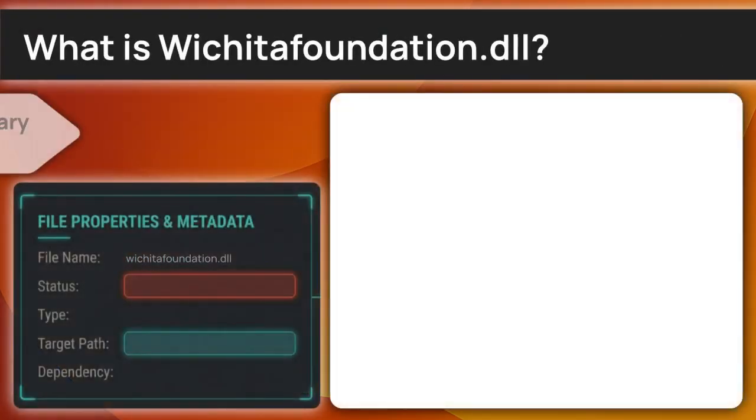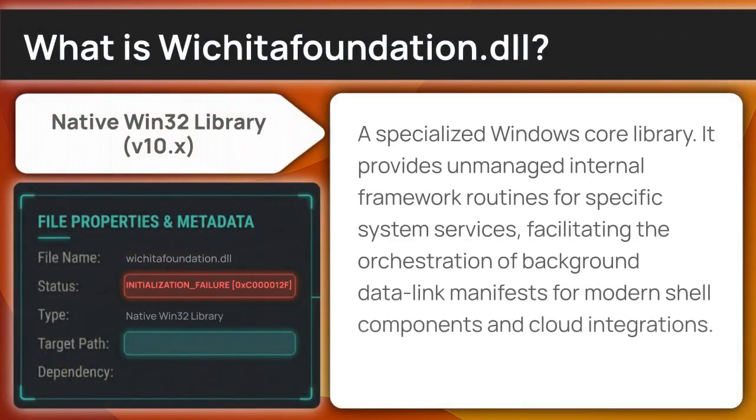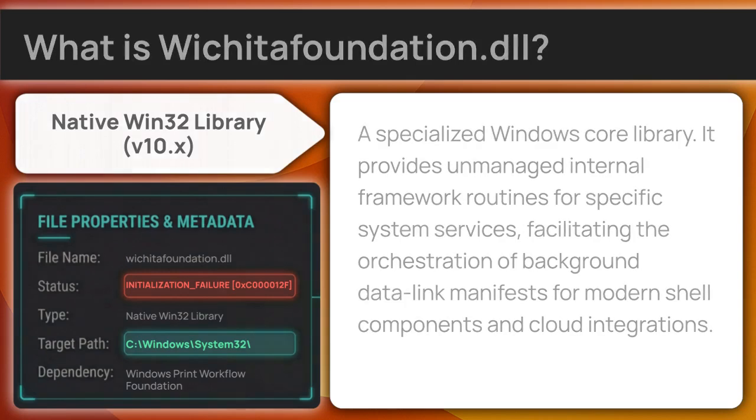This is the Wichita Foundation, a specialized Windows core library. It provides unmanaged internal framework routines for specific system services, facilitating the orchestration of background data link manifests for modern shell components and cloud integrations. With that background out of the way, here is how we actually restore the missing component.